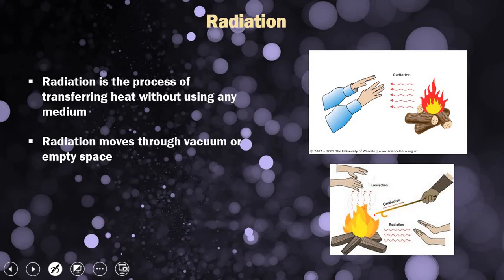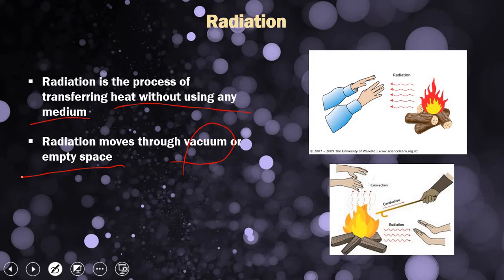So radiation is the third way of heat flow. Radiation is the process of transferring heat without using any medium. So like I told you, conduction is in solids, convection is in liquids or gases, and radiation is without any medium. It only flows through a vacuum or empty space, like you can find in space.